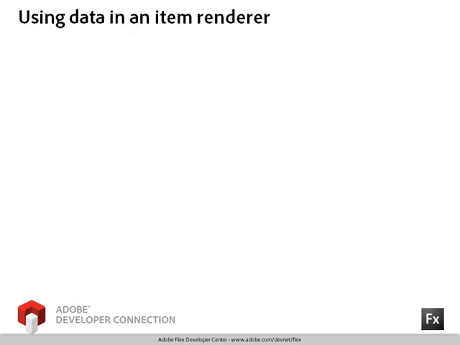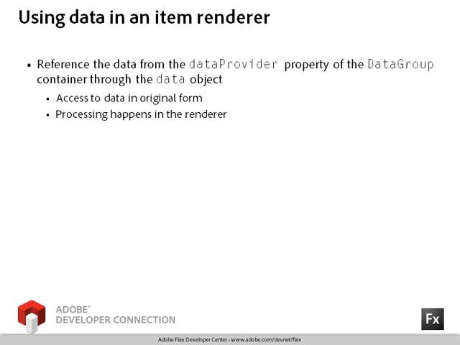Remember that the component tag block represents a new scope. That means everything inside of it is blind to the content outside of it. To access the data within the item renderer, you must do so through a property named data. In this code, you can see that a label control inside of the item renderer would reference the last name and first name values from the data provider object by first referencing the data object.